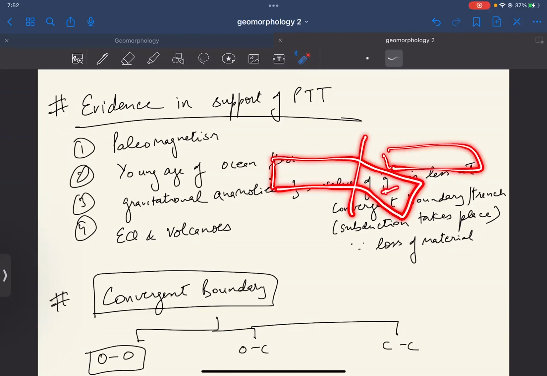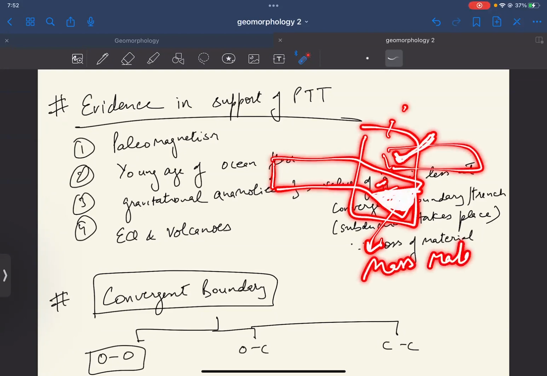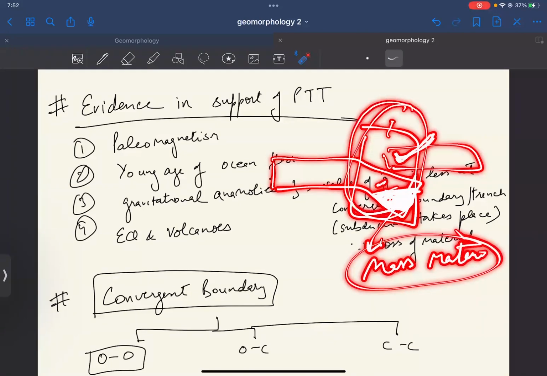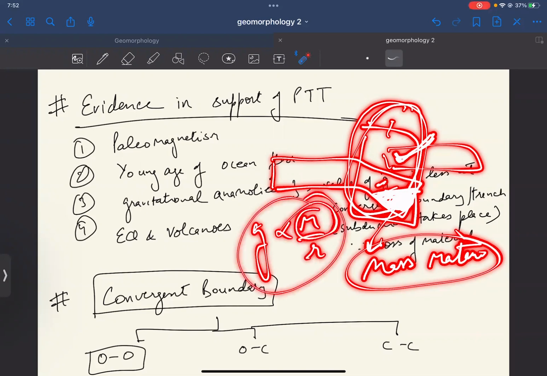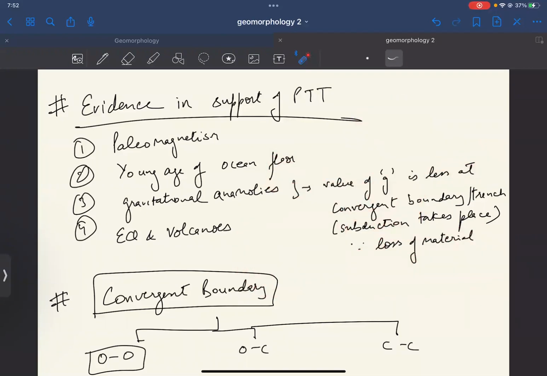So what is happening over this region? There should be the presence of mass of the upper plate also, the lower plate also. But what is happening in the lower plate? Some part gets destroyed because it is entering the interior of the earth. Temperature increases, it melts. So this part gets destroyed. So ultimately, there is the presence of less mass material. So the actual value of gravity that we are expecting turns out to be less, because gravity is proportional to mass upon radius. So mass turns out to be less because some mass is destroyed. So along the convergent boundary of trenches, subduction takes place and there is loss of material. So we have a value of g less as compared to expected values. So these are the evidences.